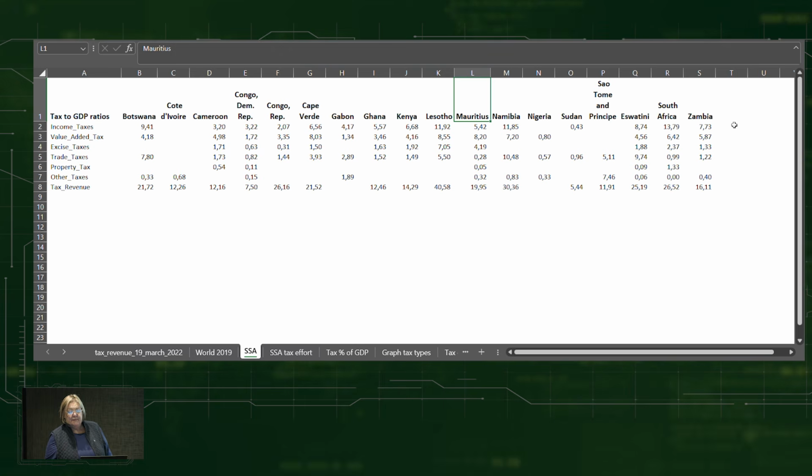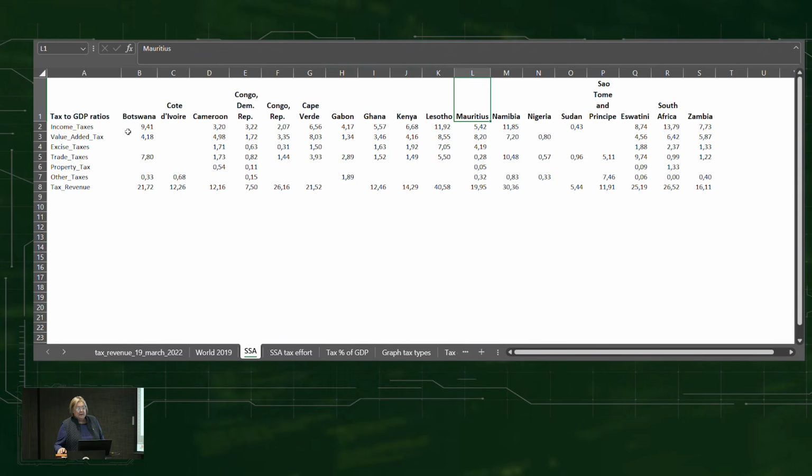Yeah. Eswatini, South Africa, and Zambia. I also don't see Zimbabwe here. Sierra Leone also. Is it here? Okay, so I mean, it says you can add more countries here, and it's just a summary of the data.